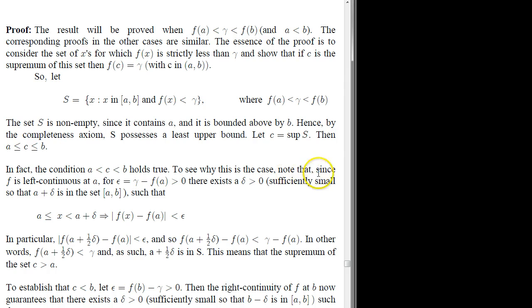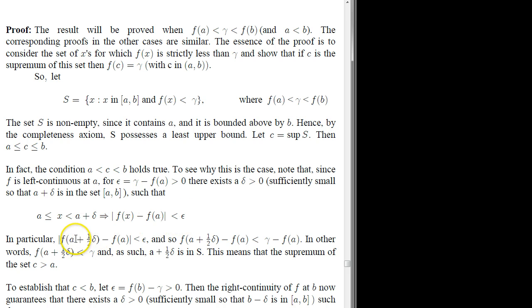So to see why this is the case, note that since f is continuous on the interval [a, b], it's clearly left continuous at a. For epsilon equal to gamma minus f(a), which will be greater than 0 from here, that's fine. So for that epsilon, there exists a delta sufficiently small so that a plus delta is still in the set [a, b], such that if x lies in here then, using left continuity, the f(x)'s will have this inequality.